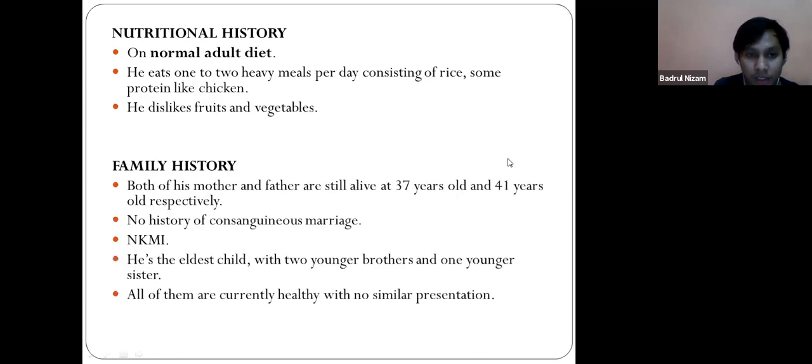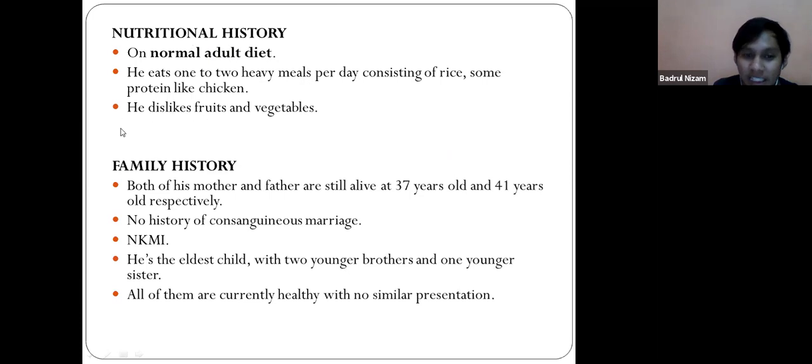For the nutritional history, the patient was on a normal adult diet. He eats 1 to 2 heavy meals consisting of rice, some proteins. However, he dislikes fruits and vegetables. So, to conclude that the patient has an adequate diet, then there should not be any problem with the growth.